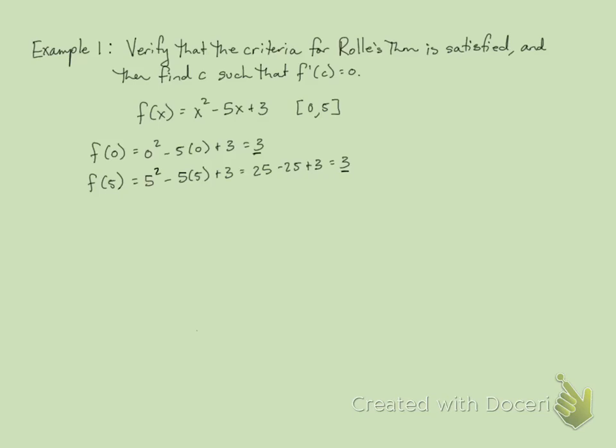So now we can find that c, because we know it exists. So we're going to find f prime of x, which is 2x minus 5. And then we're going to set this equal to 0 and look for c. So if I add 5, divide by 2, I will get 5 halves, which is the same as 2.5. And notice that that 2.5 is in the interval from 0 to 5. So this is the c I was looking for.